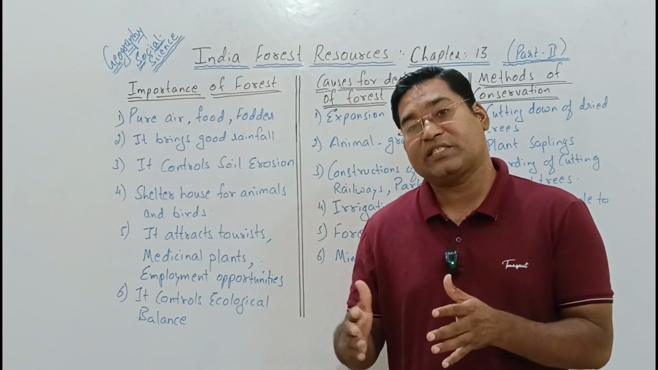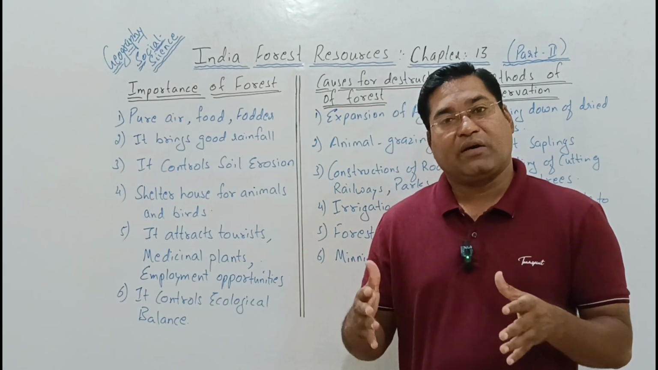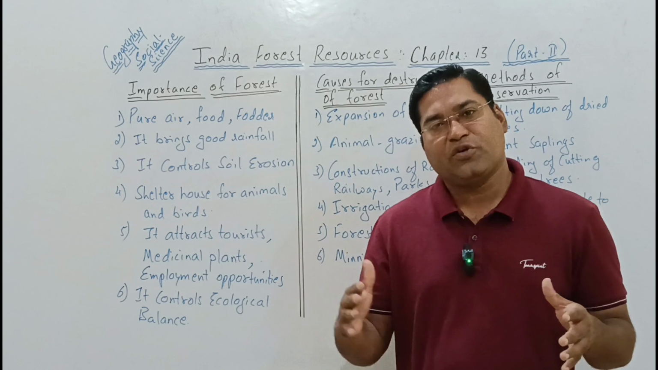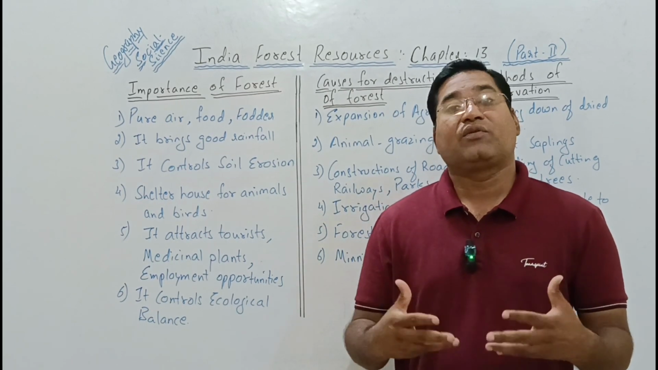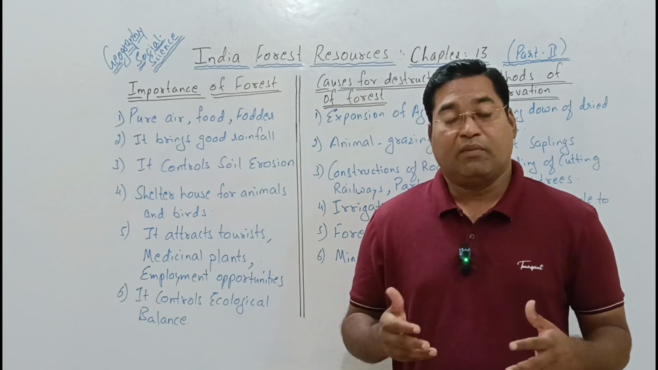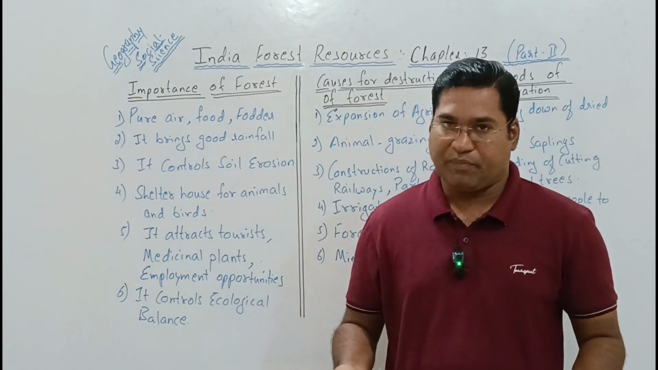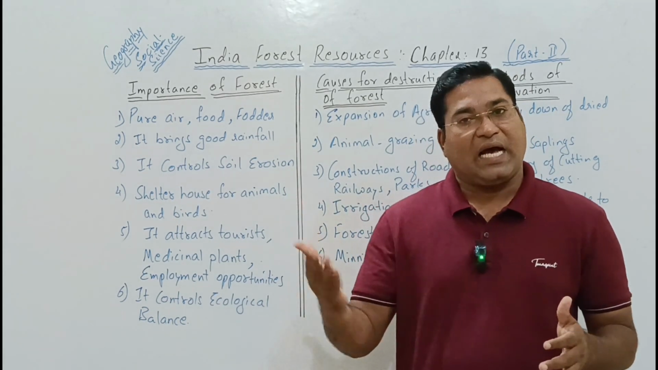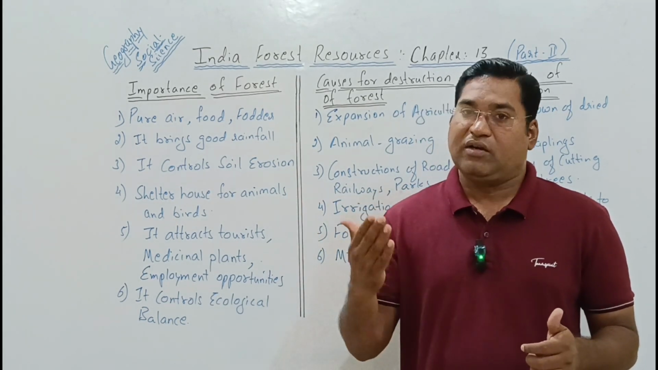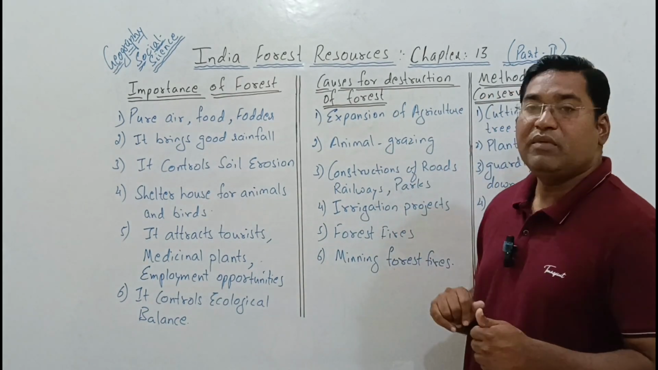We call it shifting cultivation, where the farmer used to cut down a large area, convert it into plain surface area, and use the soil till it gave him good production. But the day he felt the production was less, he would move to another place. This shifting has reduced the forest. Animal grazing.